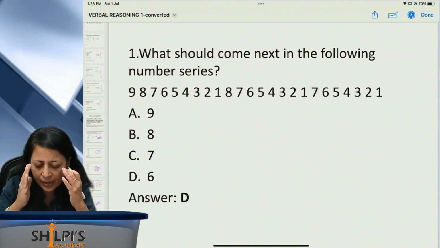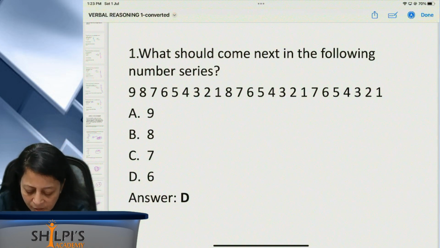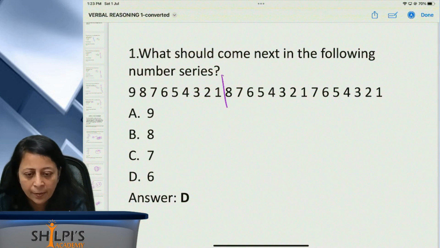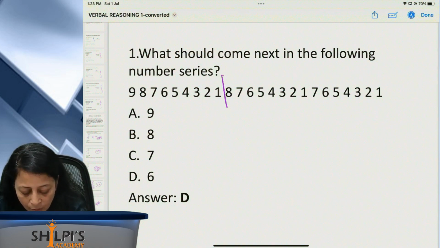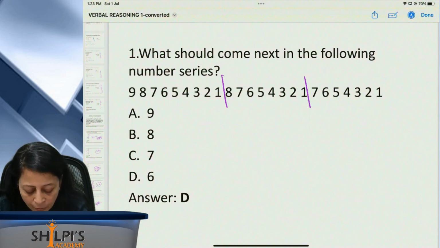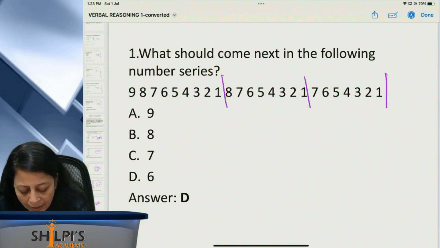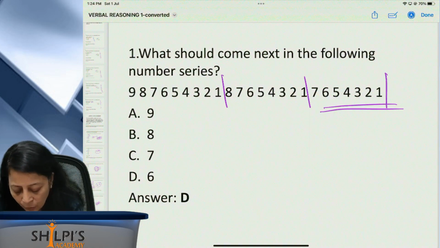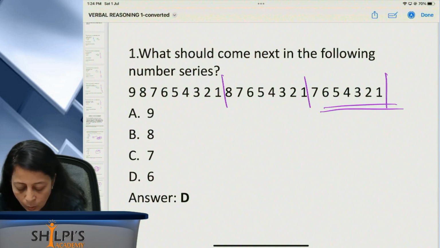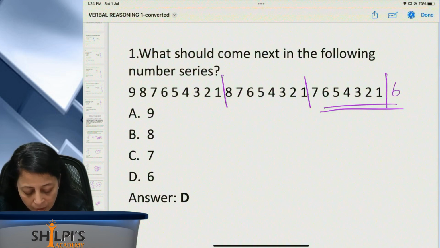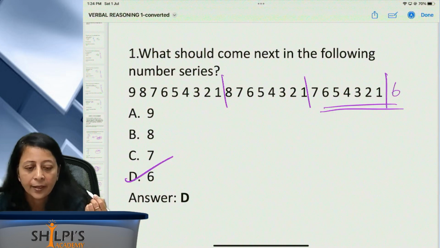Okay. When you see it, what you get is 9, 8, 7, 6, 5, 4, 3, 2, 1, there is a break. 8, 7, 6, 5, 4, 3, 2, 1, there is a break. 7, 6, 5, 4, 3, 2, 1, there is a break. So what could be the next one? It will be 6, 5, 4, 3, 2, 1. So what should come next in the following series? So it should be 6. So the option is D.